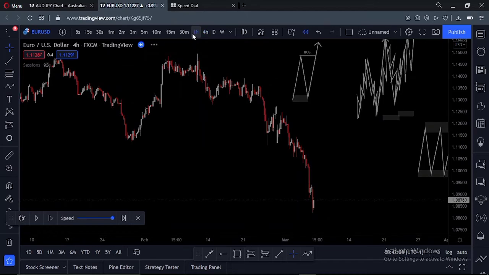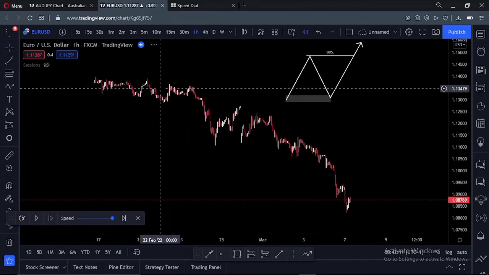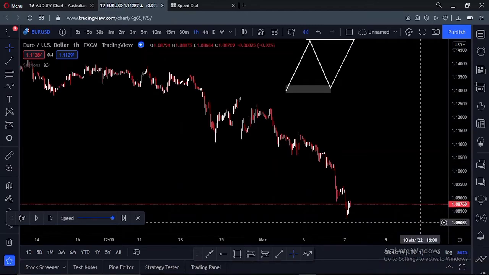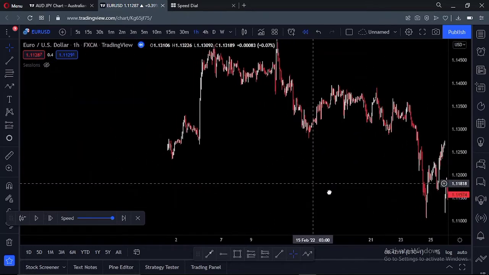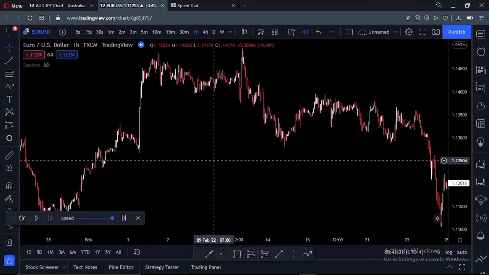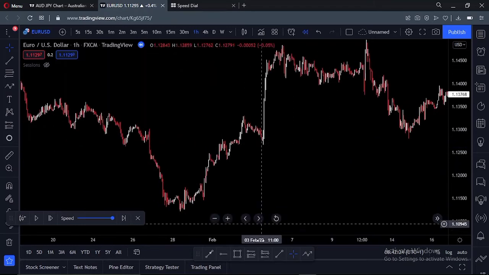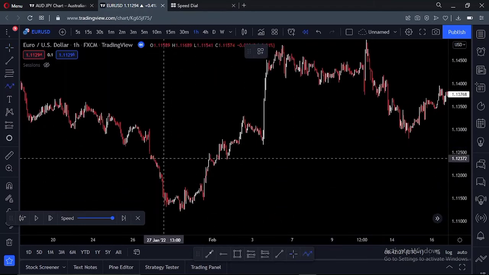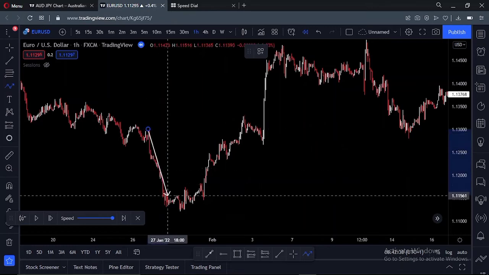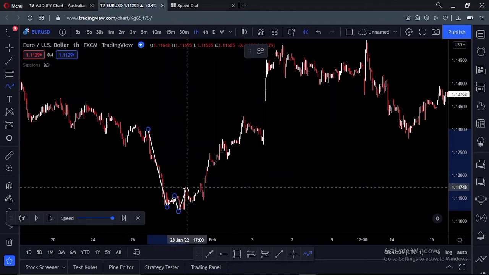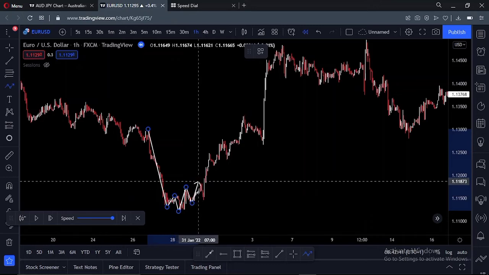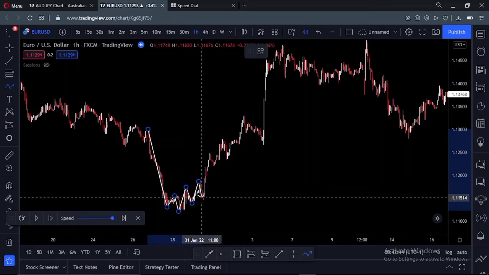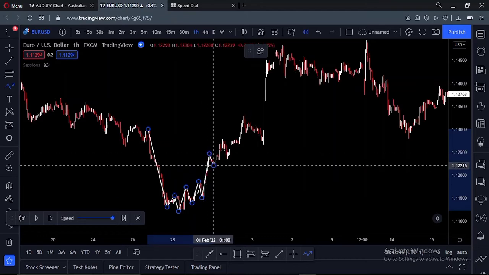Now, let me go to the 1 hour. Okay, see from here, price was making a series of lower highs and lower lows. And price switched structure from here. Then it came down, respected a demand zone, went up, came back down, respected a demand zone, and that was what price was just doing.